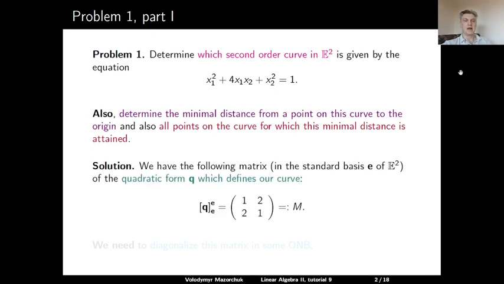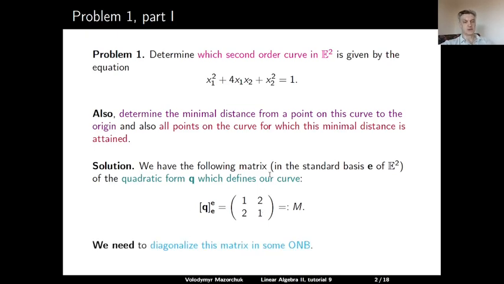Solution. We start by writing the matrix for the quadratic form Q, which defines our curve. And we write this matrix in the standard basis of E2. So the matrix has 1, the coefficient at position 1,1, 1 at position 2,2, and 4 divided by 2, which is 2, in positions 1,2 and 2,1. So the matrix is 1, 2, 2, 1.